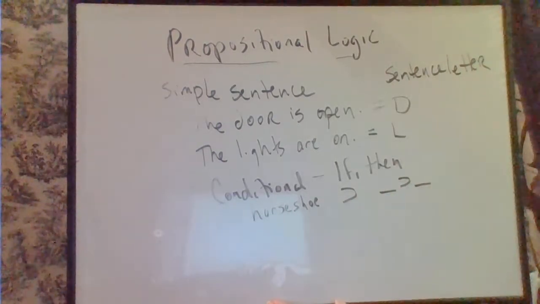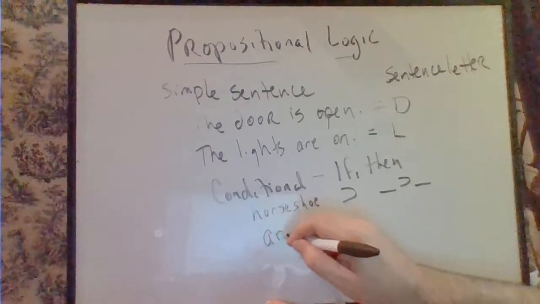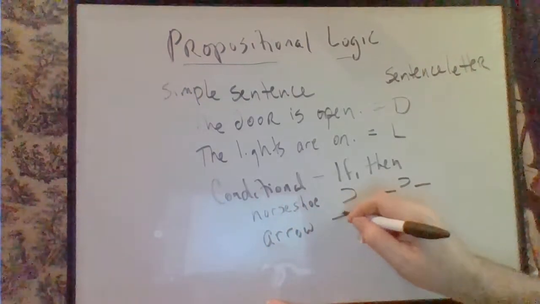The horseshoe is not a symbol that the computer has. Therefore, I have to use the other recognized symbol for this, which is the arrow, which looks like that.